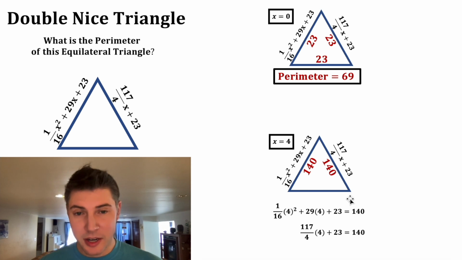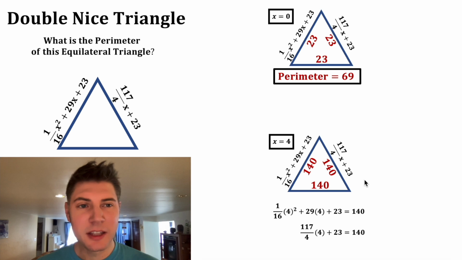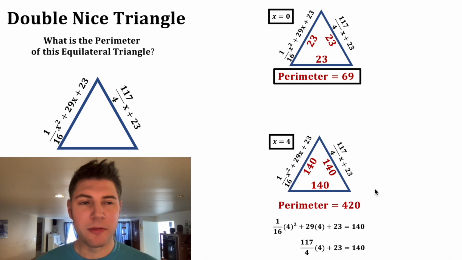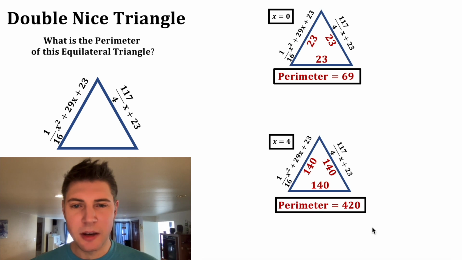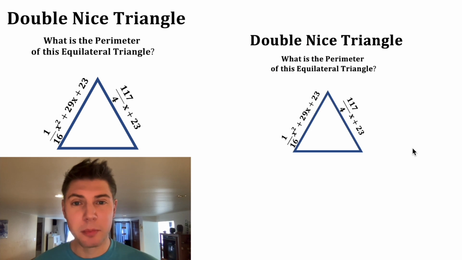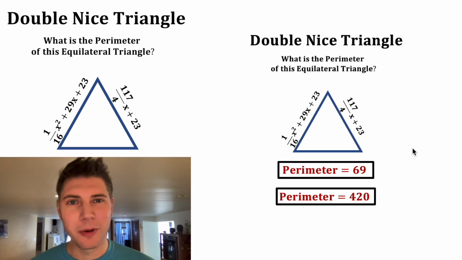And once again, all three sides are the same, so the base is 140. To get the perimeter, we add up all three of these and we get 420. Nice. So we can clean this up a little bit. In fact, let's go back to the very beginning. For this equilateral triangle right here, the perimeter is 69 or 420. How exciting.